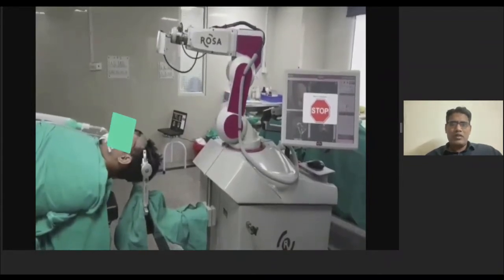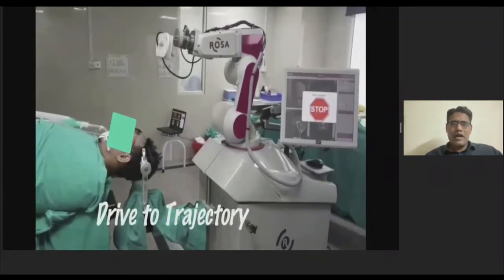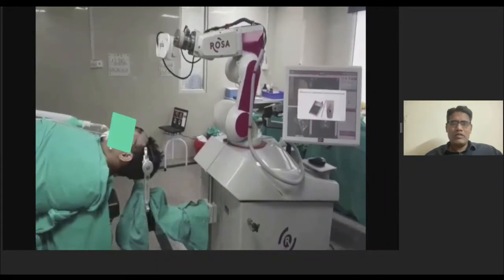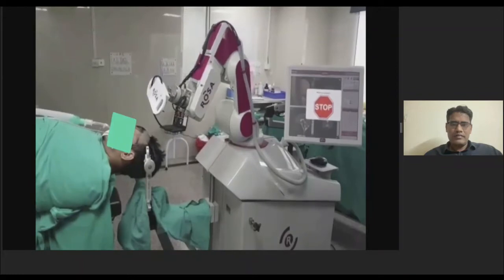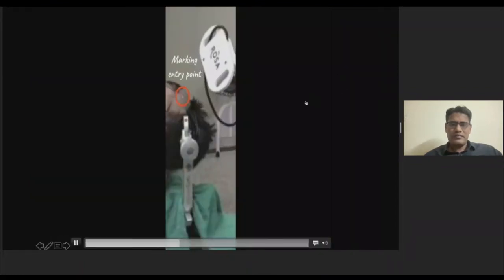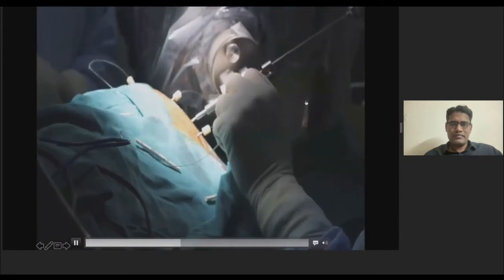So now the marked trajectories, which we do one day prior. The robotic arm is driven to the desired trajectory, and the entry point is marked as per the laser pointer. The patient is draped as per the marked entry point.